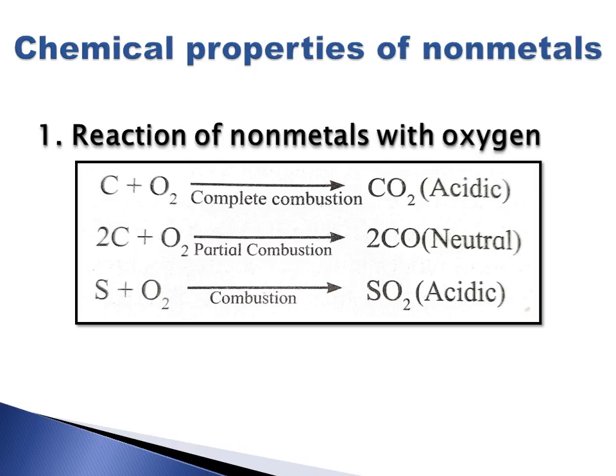Reactions of non-metals with oxygen. Non-metals combine with oxygen to form acidic oxides. In some cases, neutral oxides are formed. Just see the reaction. Carbon plus oxygen on complete combustion gives carbon dioxide, which is an acidic oxide. And carbon plus oxygen on partial combustion gives carbon monoxide, which is a neutral oxide. Sulfur plus oxygen on combustion gives sulfur dioxide, which is an acidic oxide.